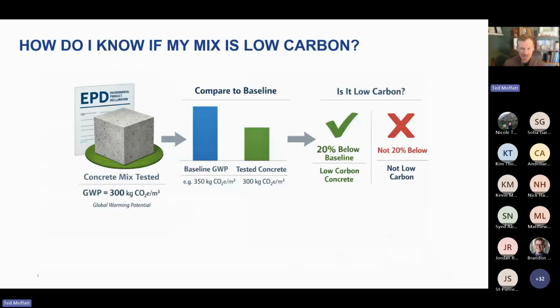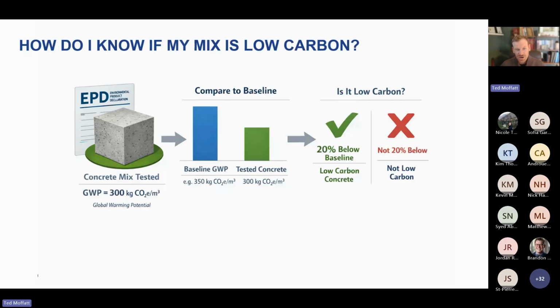If we look at this schematically, essentially we have a given mix. We're going to develop an EPD for that mix. Within that EPD, which is essentially like a food label for a mix, it will have a value known as the GWP. GWPs are essentially kilograms of CO2 equivalent per cubic meter over the production stage, which we'll talk about. We then have this value of 300 for this given mix. We'll then compare it to a regional baseline. We'll be talking about what a regional baseline is and where to find that value. And then we'll compare it to a specification.